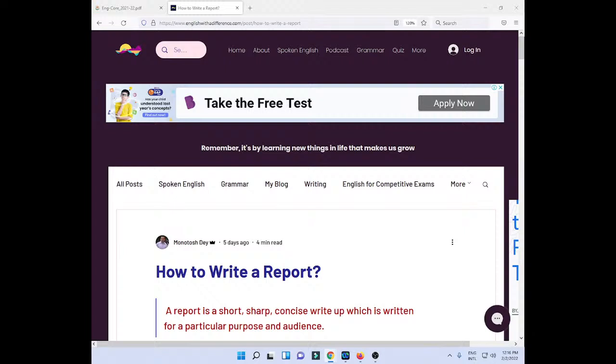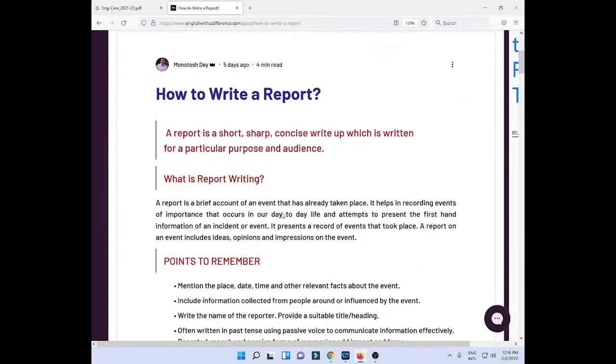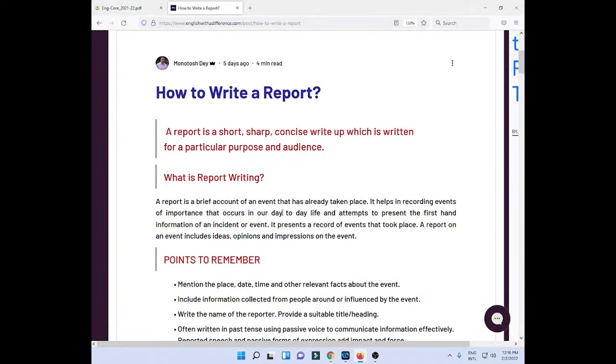Today we shall study report writing, and then we shall also revise the job application. So, first of all, we have to know what is a report, right?